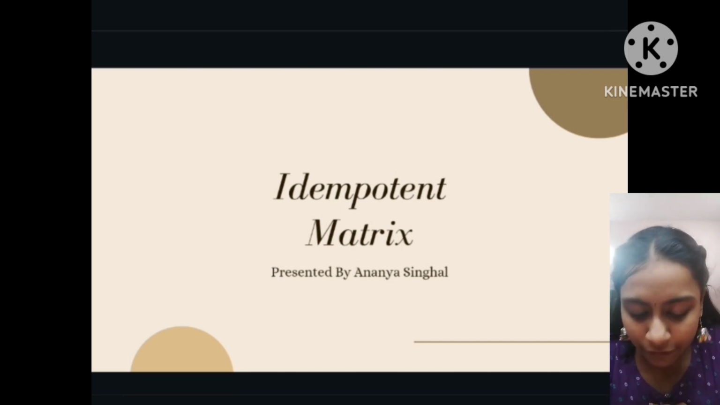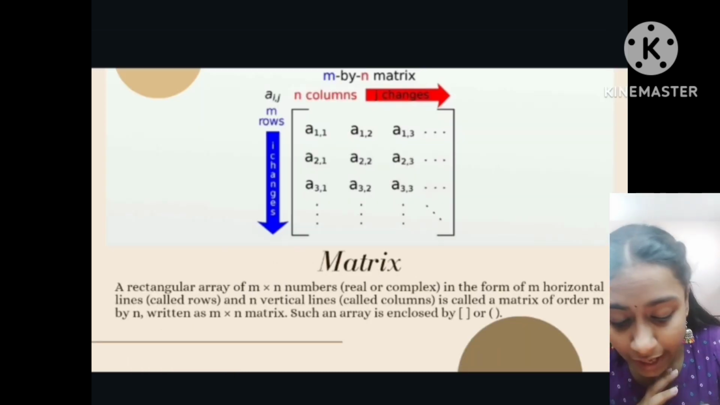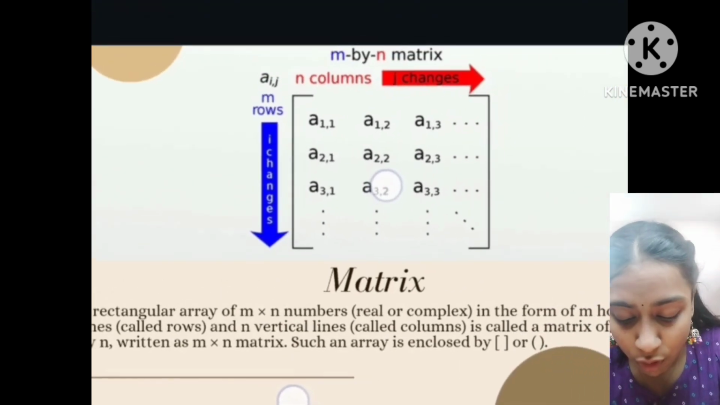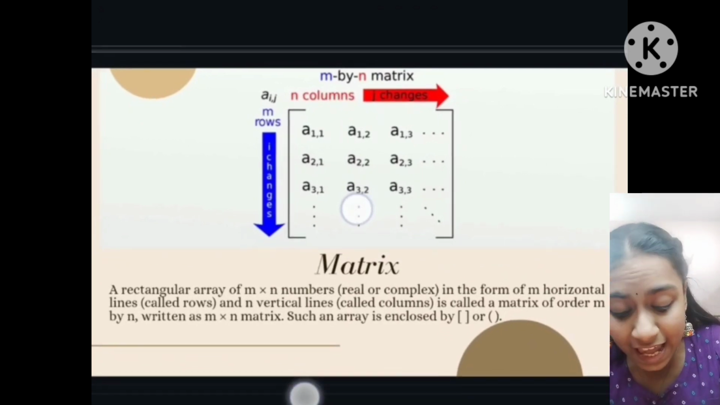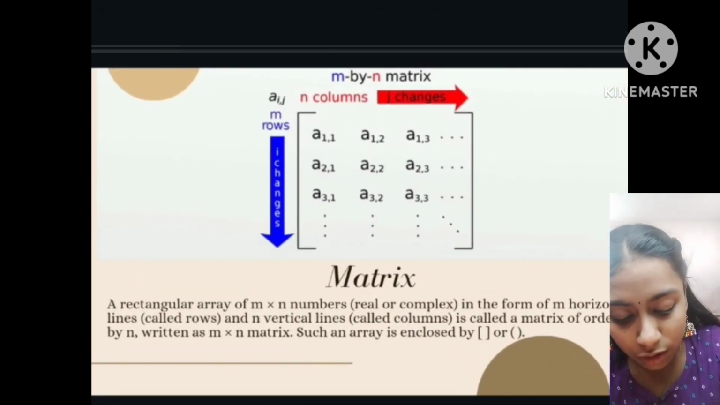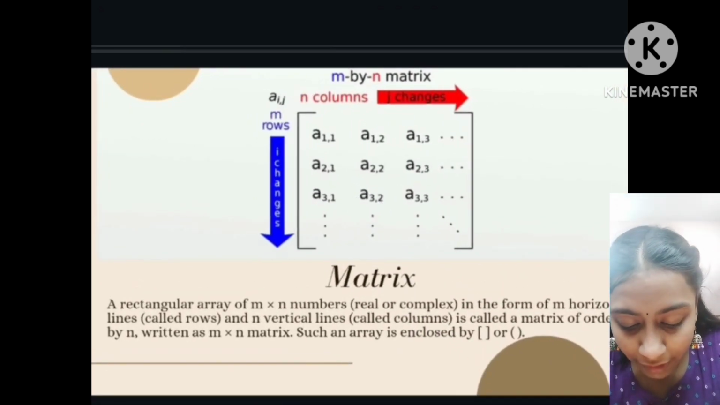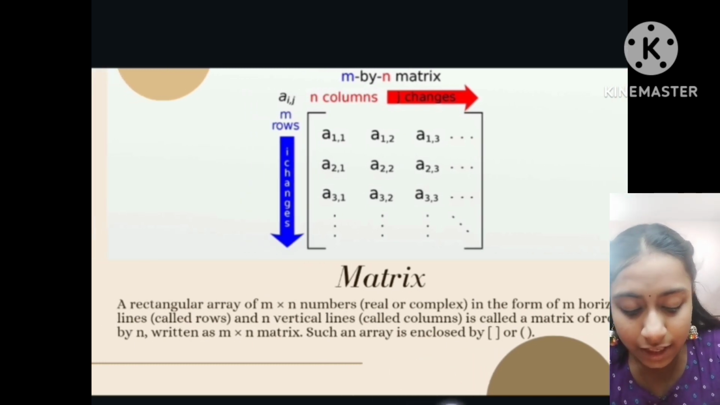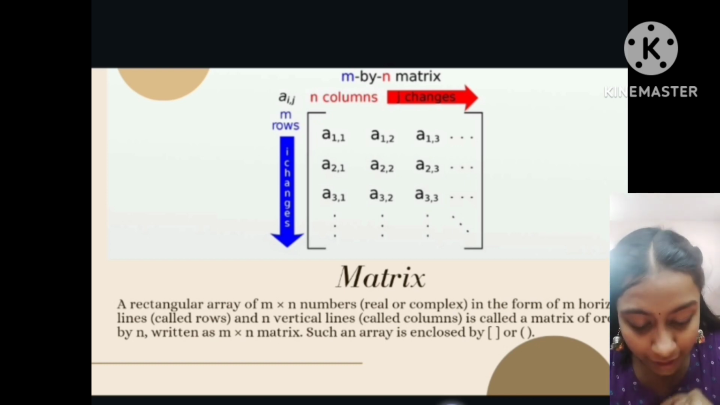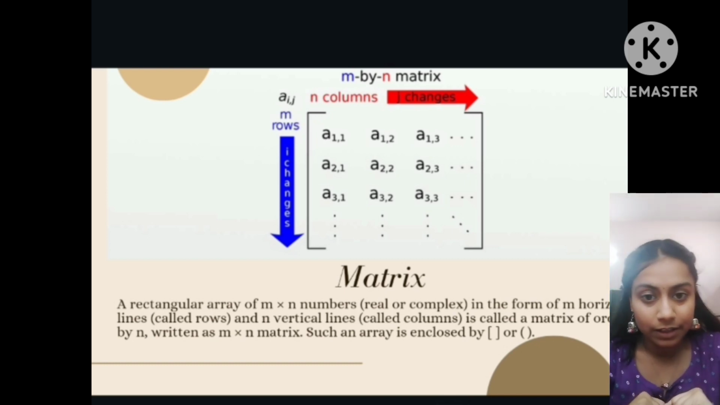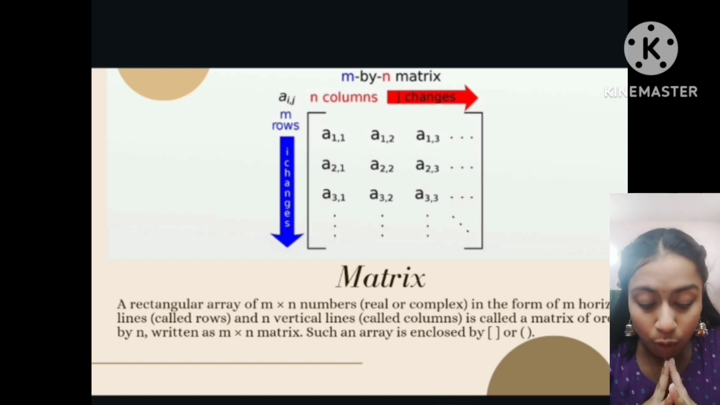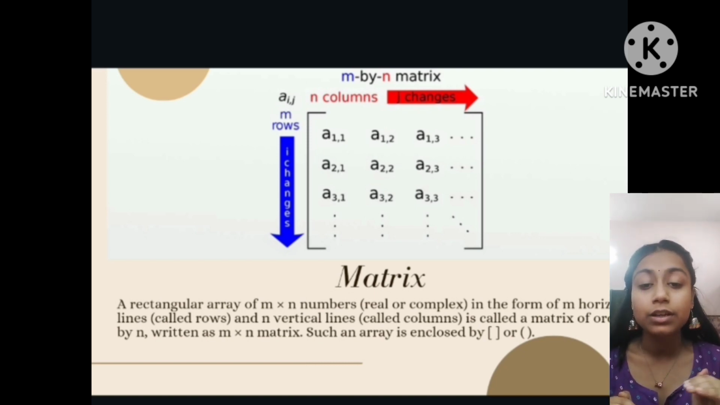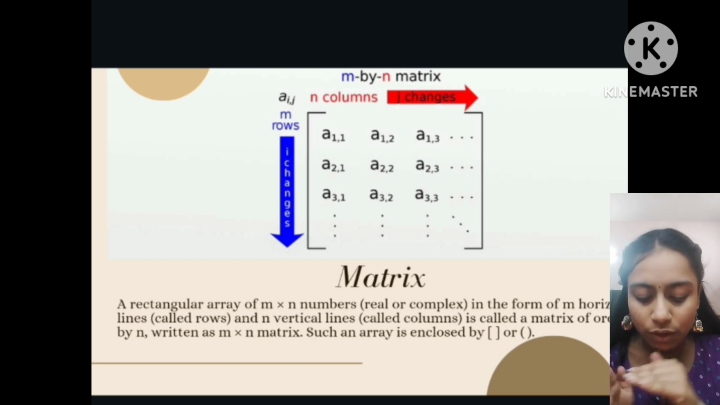If we go by the definition as written, a rectangular array of m into n numbers, real or complex, in the form of m horizontal lines called rows and n vertical lines called columns is called a matrix of order m by n, written as m into n matrix. Such an array is enclosed by the sign like square bracket. So simply, a matrix is an arrangement of elements into vertical lines and horizontal lines.